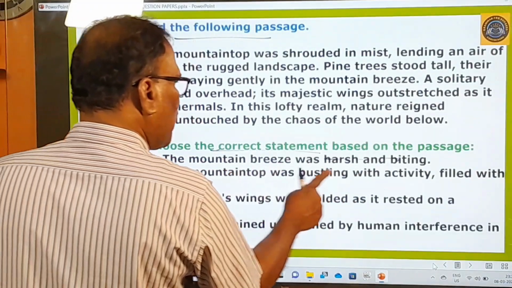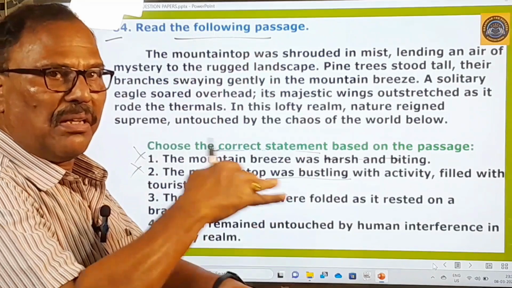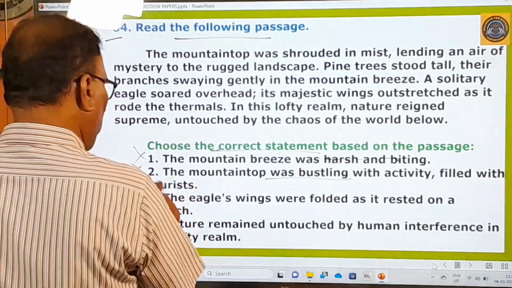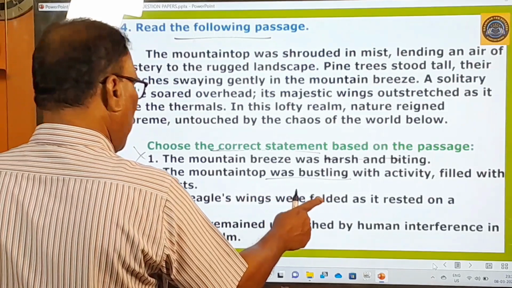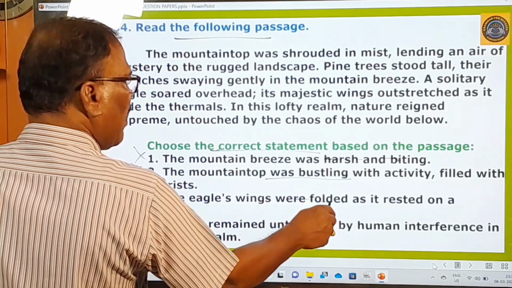The mountain top was bustling with activity. Are the people going on to the mountain top? Are the people busy there? No. Filled with tourists? No. The eagle's wings were folded? Are the eagle's wings folded? No, they are not folded.